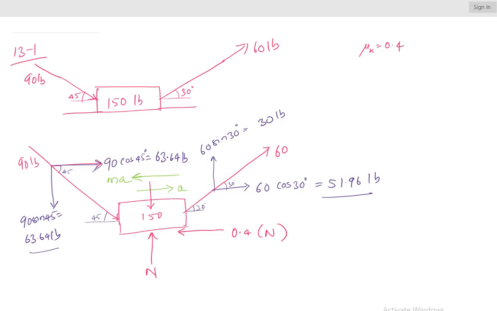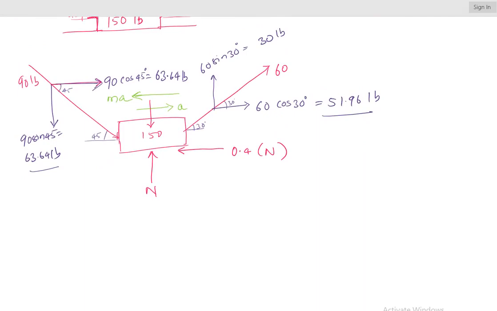Okay, so here we're doing problem number 13.1. This is the question: there's a block weighing 150 pounds resting on a surface with a coefficient of friction of 0.4, and it is being pushed from one side and pulled from the other side at these angles, 30 degrees and 45 degrees. Find the acceleration of this block.